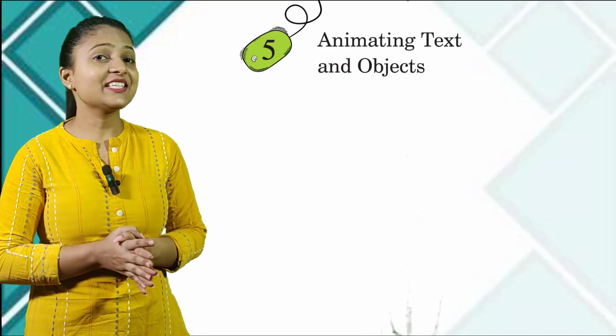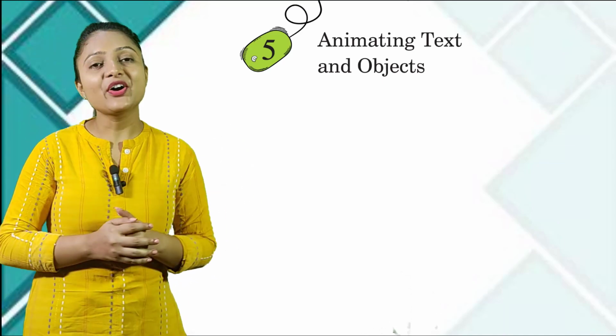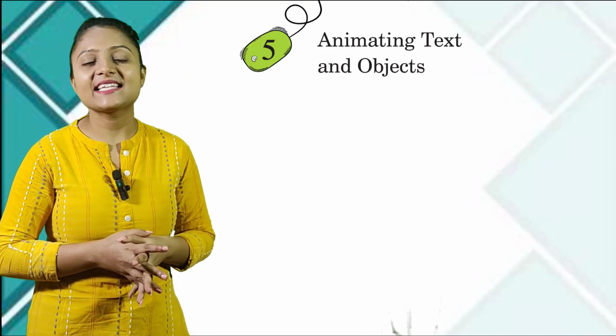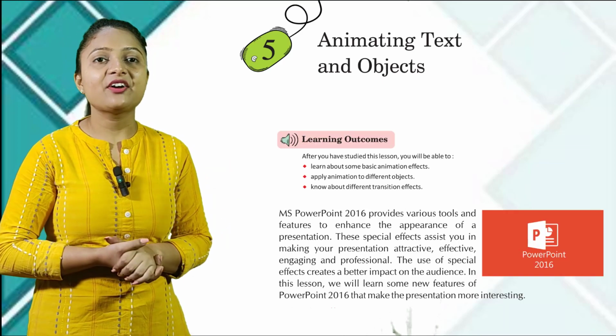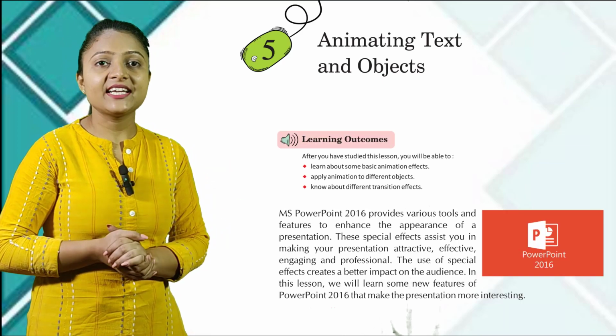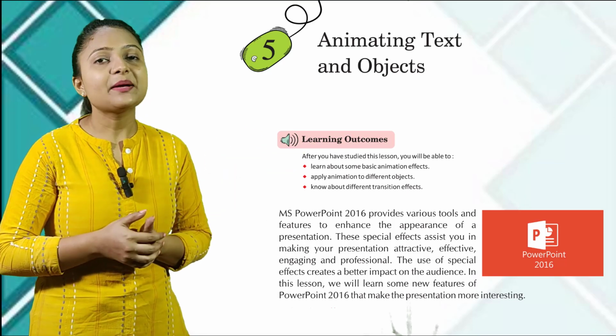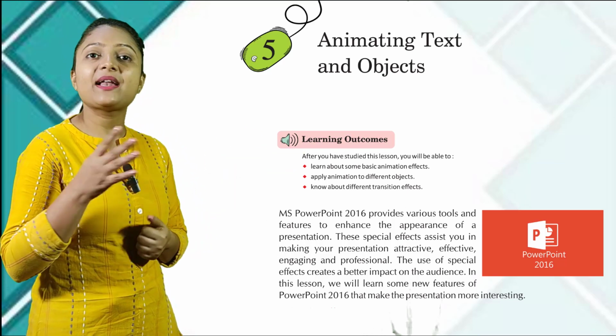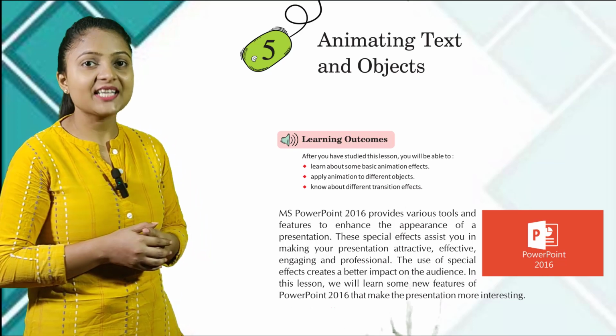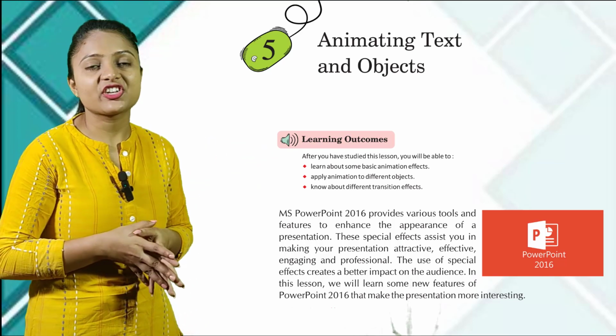Today we are going to start chapter 5 of your Being Online class, Animating Text and Objects. Learning Outcomes. After you have studied this lesson, you will be able to learn about some basic animation effects, apply animation to different objects, know about different transition effects.